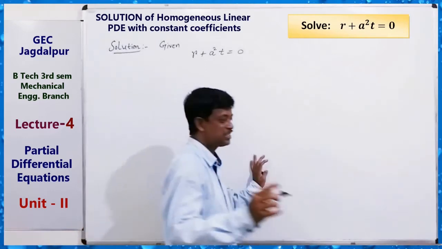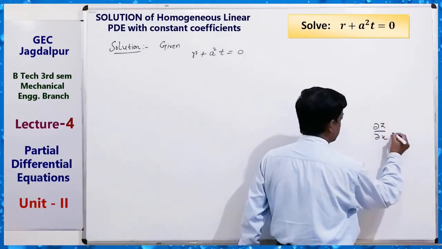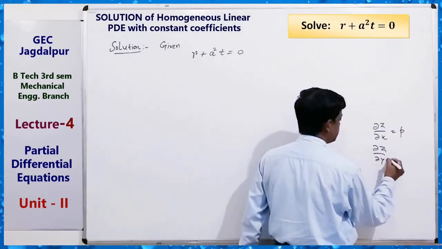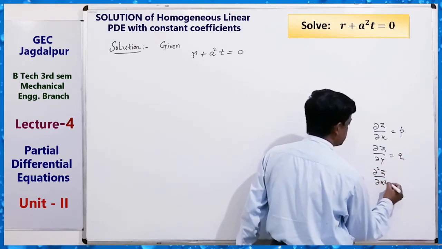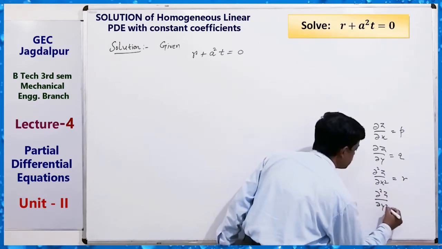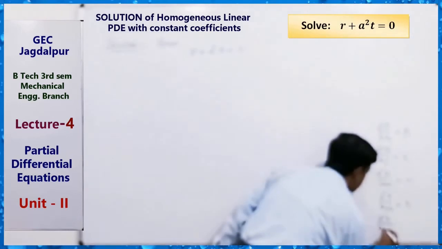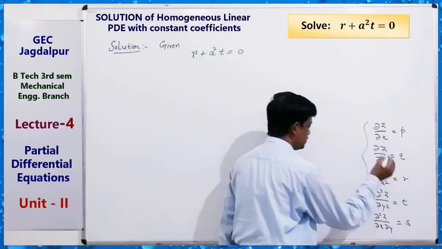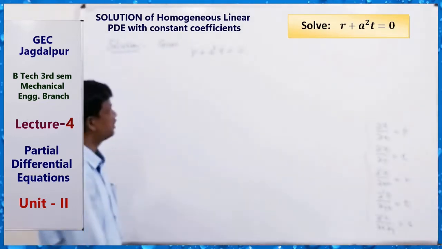You know the notation: del z by del x equals p, del z by del y equals q, del 2z by del x square equals r, del 2z by del y square equals t, del 2z by del x del y equals s. These are our notation.